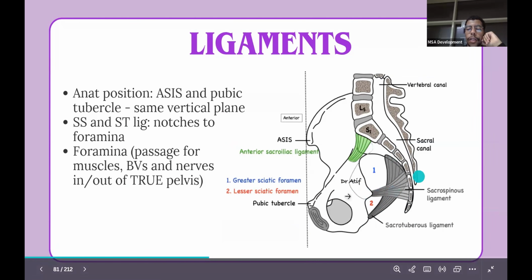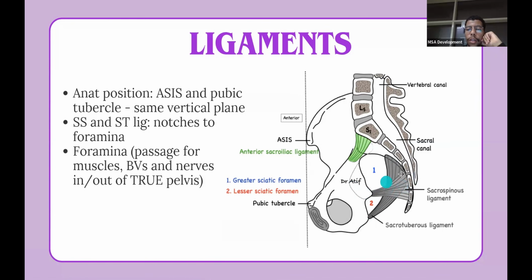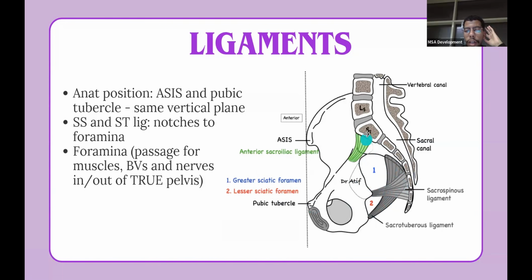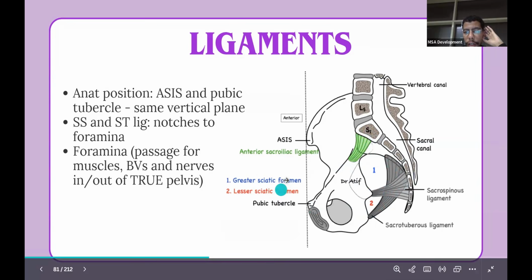Now these two will turn the notches into foramina. Here at the top, we have the larger one, which is the greater sciatic foramen. And then at the bottom, we have the lesser sciatic foramen. We also have, from the sacrum to the ilium, a ligament which is called the sacroiliac ligament. And I think these are the three ligaments. That's it.